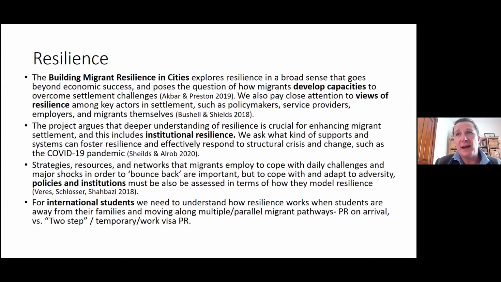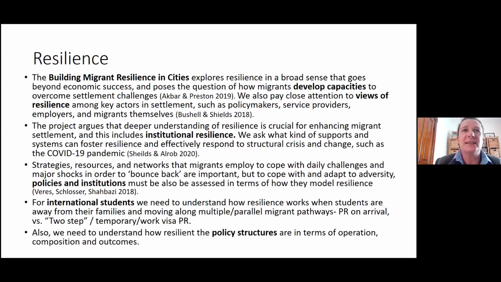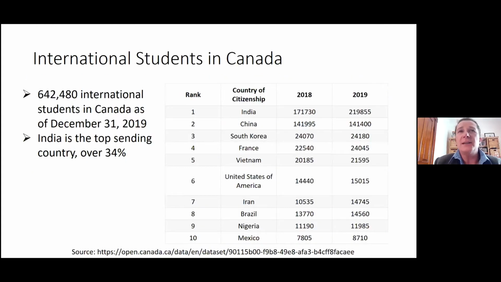Typically they come as students, then they convert into a postgraduate work permit, then at some point they may attempt to become permanent residents. This creates a very different type of migration experience and trajectory, and so we're interested in those issues. In light of that, we're also interested in the policy structures that contribute to this experience. So I'll begin by just talking about international students in Canada.